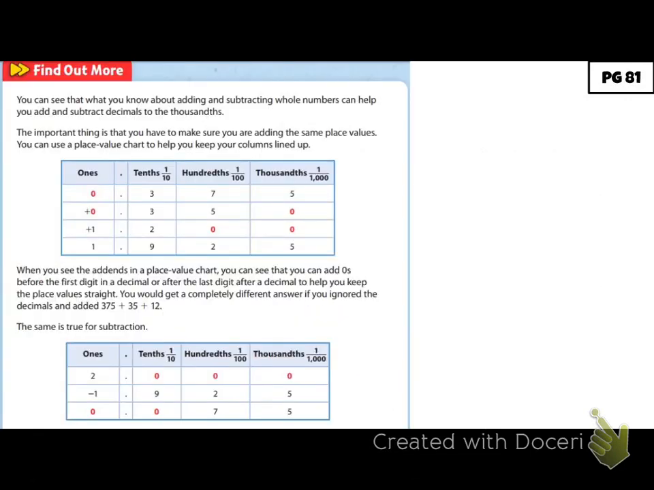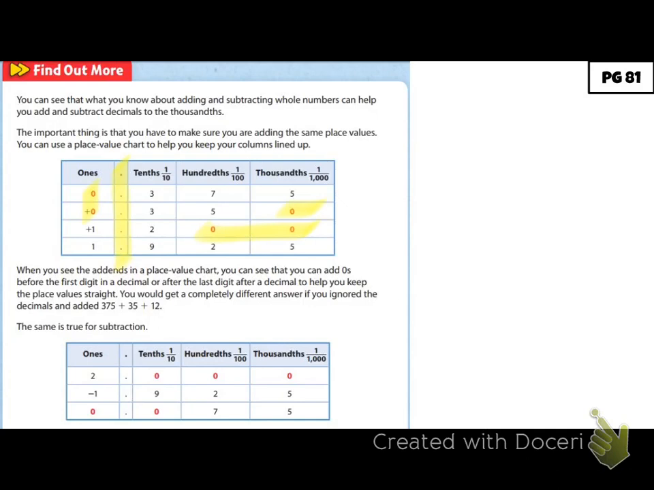So let's find out more. So you can see that what you know about adding and subtracting whole numbers can help you add and subtract decimals to the thousands. The important thing is that you have to make sure you're adding the same place values. So one way you can do this is you can use a place value chart like this one here to help you keep everything lined up. And you can see on this that all of our decimals are here, and everything is lined up. They fill in zeros whenever the original number doesn't have a place. Okay, those zeros hold that spot so you don't lose anything.